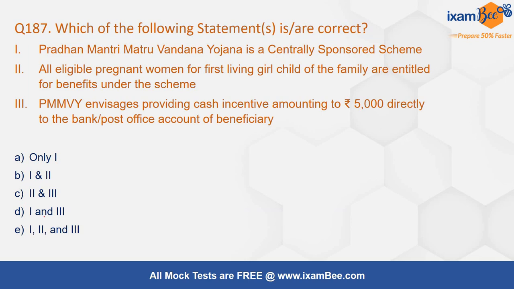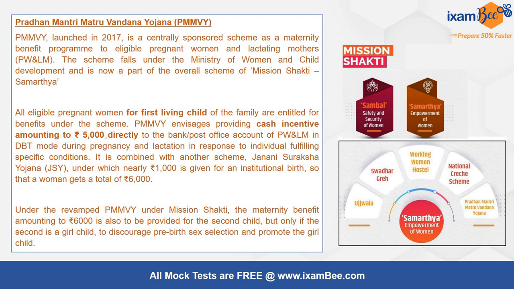The following statements are correct. Pradhan Mantri Matru Vandana Yojana is a centrally sponsored scheme. All eligible pregnant women for the first living girl child of the family are entitled for benefits under the scheme. PMMVY envisages providing cash incentive amounting to ₹5,000 directly to the bank or post office account of the beneficiaries. Second is not correct here, because this scheme is not only for girl child but for first living child. So there is no discrimination of girl or boy here for the child, because this scheme is for the Matru Vandana Yojana. So understand the purpose of the scheme.